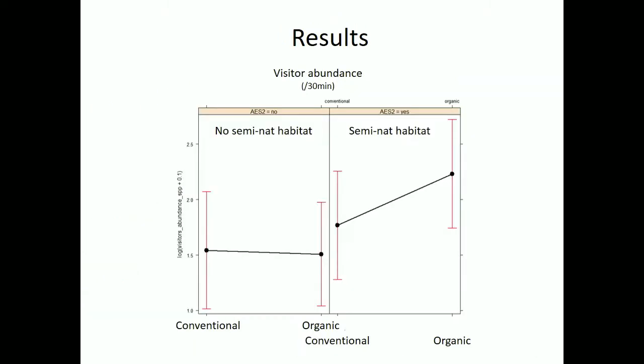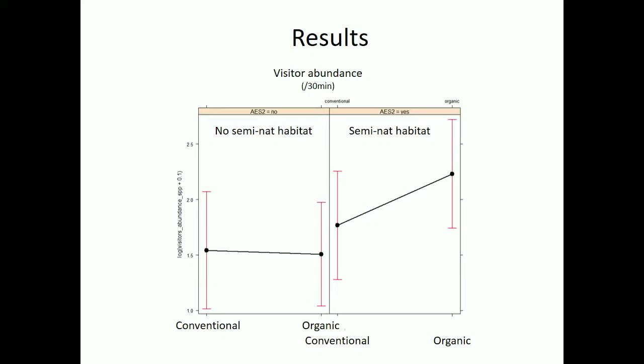If you look at this graph, you have conventional on the left-hand side and organic on the right-hand side, and in each, the left box is for when there's no semi-natural habitat and the right one is for when there is semi-natural habitat. What you can see is there's a trend: when you actually have semi-natural habitats, you increase the abundance of visitors. So this is actually going in the direction which I thought we could go.